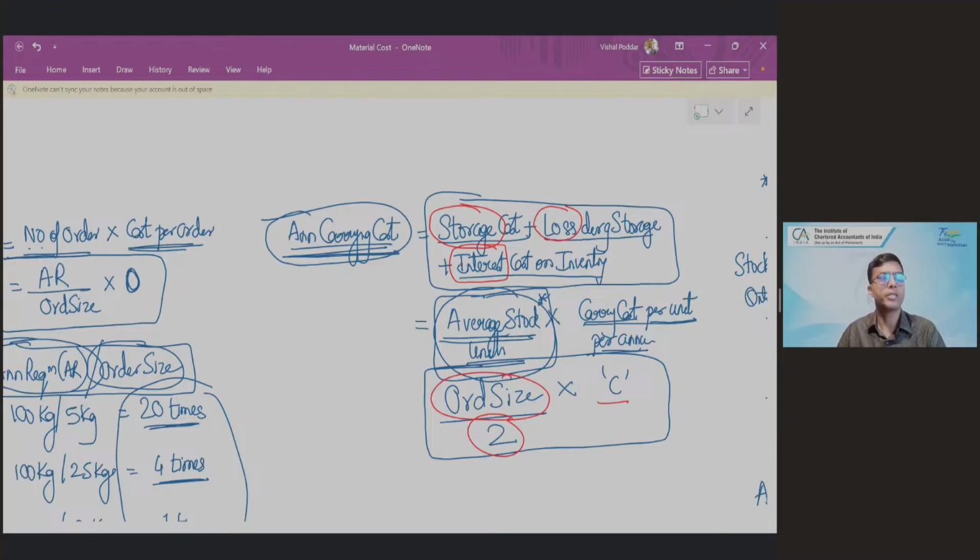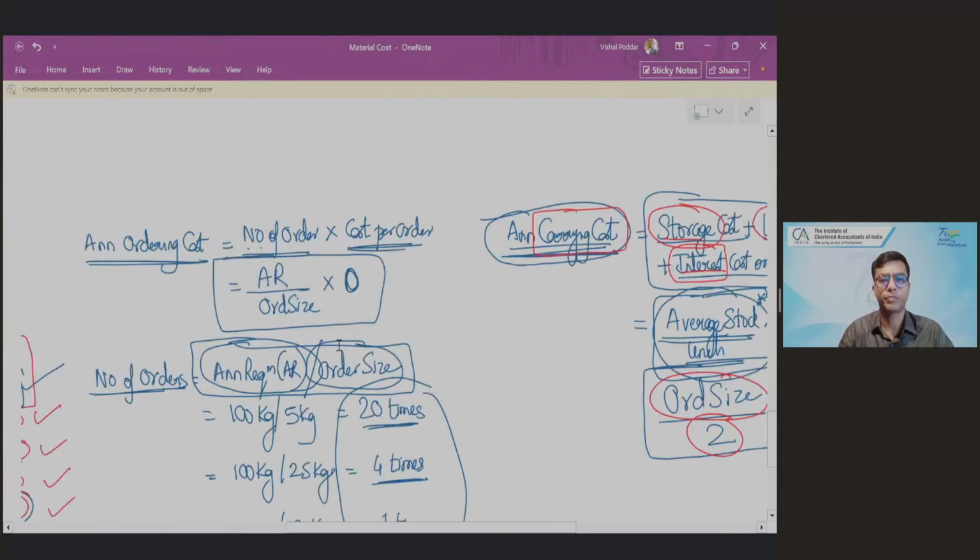And until it is actually used in production, converted to final product, sold, and the money is realized, your finance, your capital is blocked, on which you are paying a cost in the form of interest, etc. Now, these three costs together make up your carrying cost, and many times it is given as a percentage.